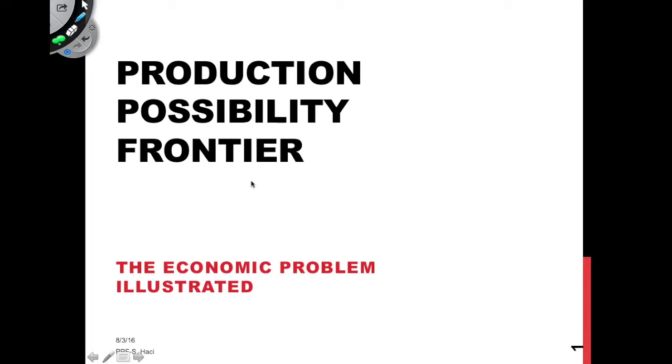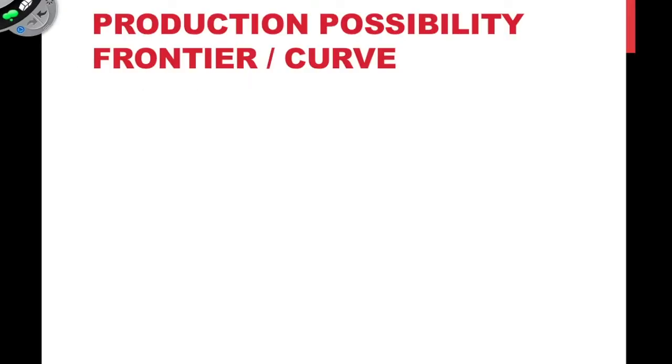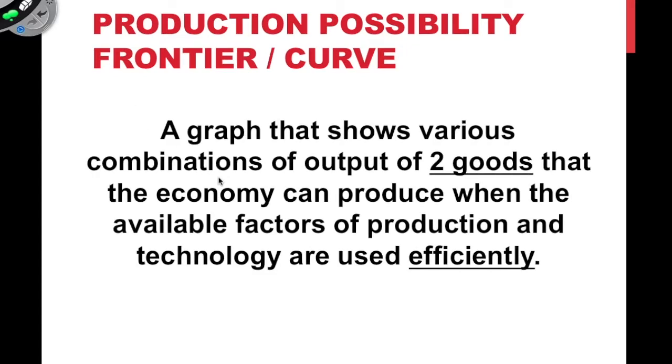The production possibility frontier, also called the production possibility curve, is a simple economic model that we'll use to illustrate a lot of the concepts that we've talked about, such as scarcity, opportunity cost, and so on. This production possibility frontier is a graphical representation that shows a combination of output or production of two goods that an economy can produce given a certain amount of resources or factors of production and technology, assuming that these resources and technology are used efficiently.